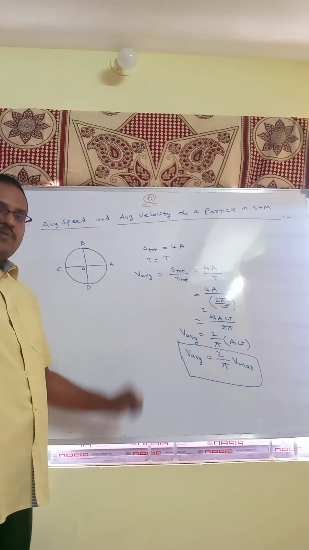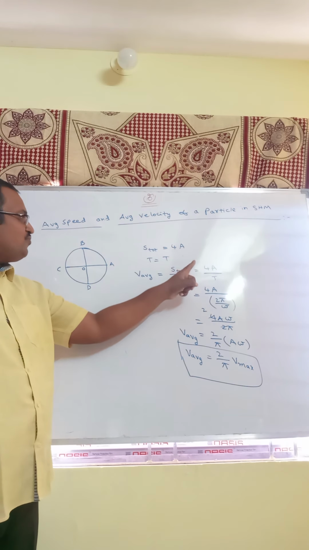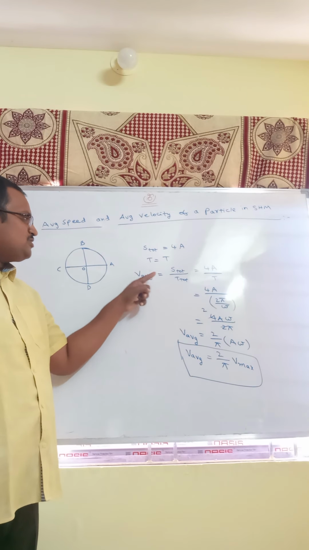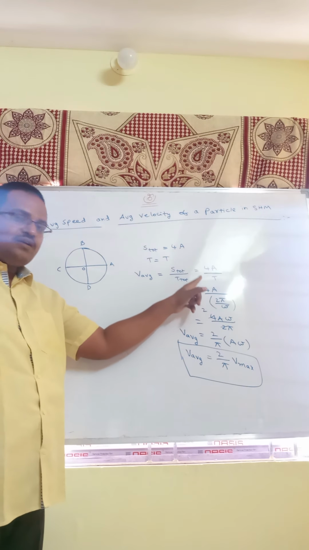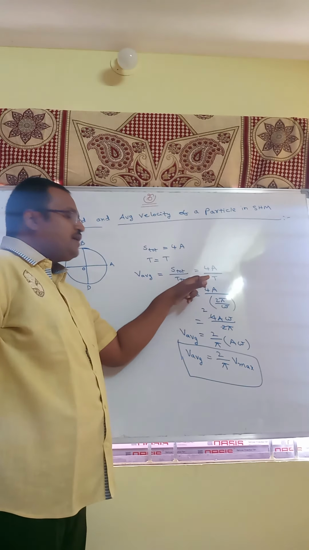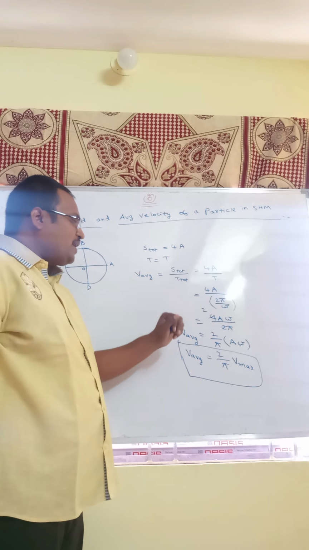Now once again I am repeating this one. We know that total distance equals 4a. Total time period is T. Average speed equals total distance by total time. Total distance is 4a by capital T. So that is 4a divided by time period, which is nothing but 2 pi by omega.